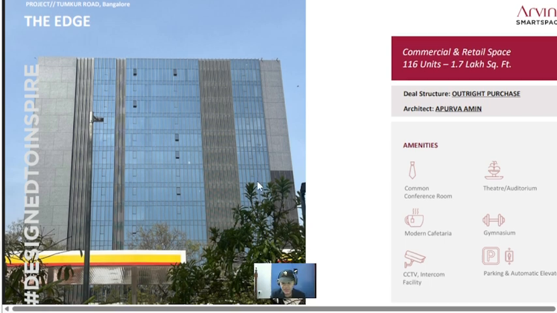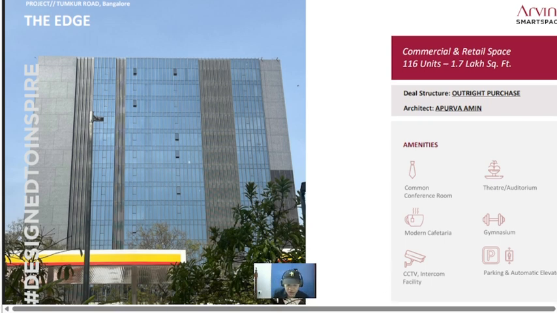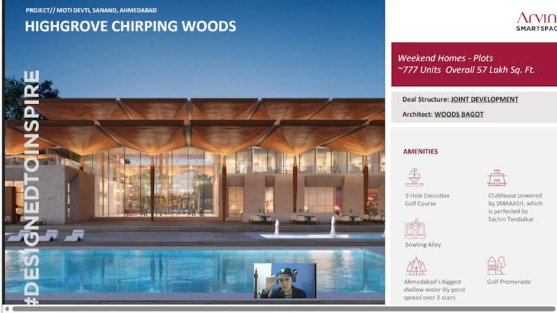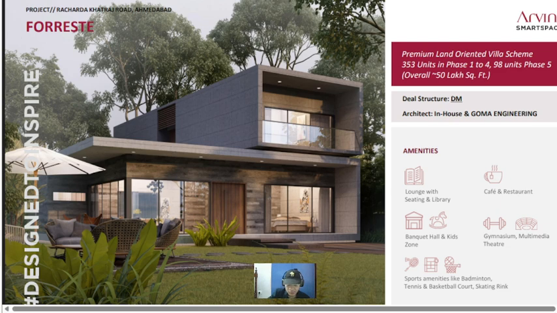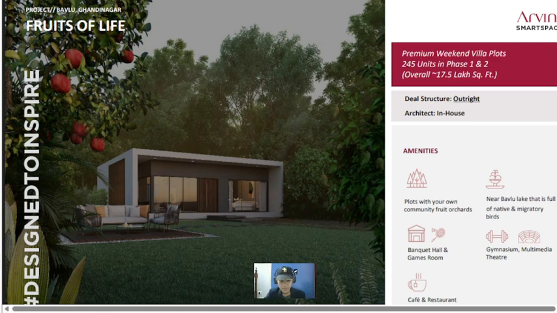Now, The Edge. So, other than residential, they also make commercial and retail space. That is Arvind Smart Spaces. They also make buildings for commercial or retail use. Then we got weekend homes. They also make weekend homes. These are really nice. Some more villas, forested, fruits of life, very minimalist, futuristic look.